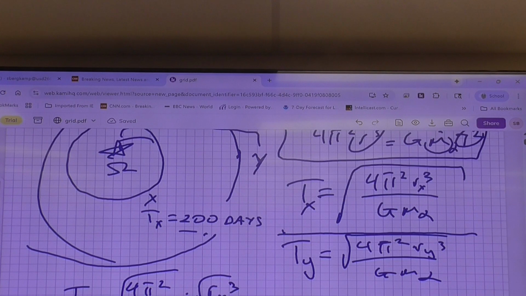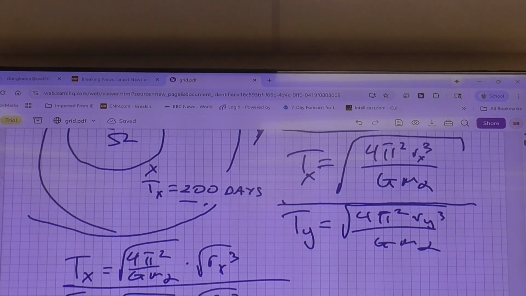So that's going to be 4 pi squared big G massive alpha times the square root of radius y cubed, okay? So all I did was set it up as a ratio. I pulled out the things that are constant. Is all of this, the 4 pi squared big G massive alpha, going to be the same for both planets? Absolutely, that's going to be the same. So it's there, but it just drops out.